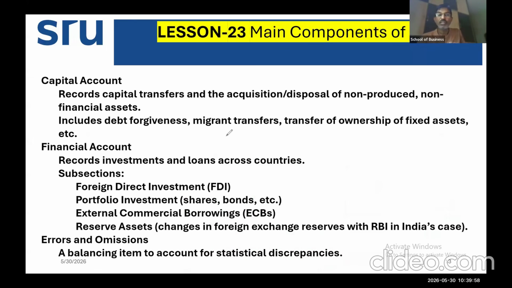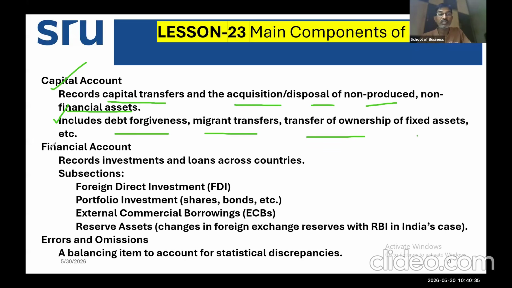Now in balance of payments, we have different types of accounts because it's a double entry system. Inflow and outflow, all these entries will be entered into this. Now, the capital account records all the capital transfers and the acquisition or disposal of non-produced and non-financial assets, which includes debt forgiveness, migrant transfer, transfer of ownership of fixed assets, etc. So this is the capital account.